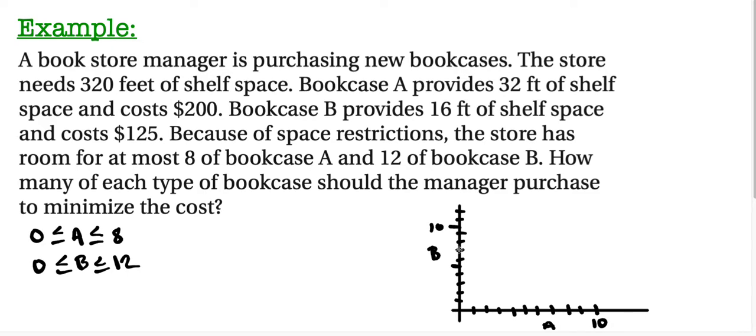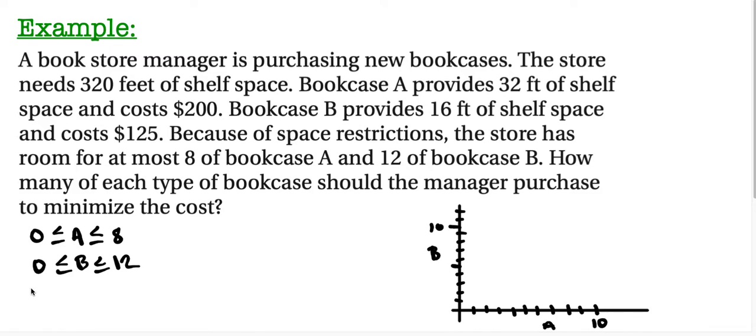I'll write down the first 2 parts. This one's slightly different than the other one. The other one we had to write that they were greater than 0, which is true. You can't have a negative number of bookshelves. But in the problem, it mentioned that you can't fit more than 8 of A, and you can't fit more than 12 of B. So I could write this as 4 equations if I wanted to. If I wanted to write A is greater than or equal to 0 and A is less than or equal to 8, I can. Otherwise, I combine them together to say it was in between them.